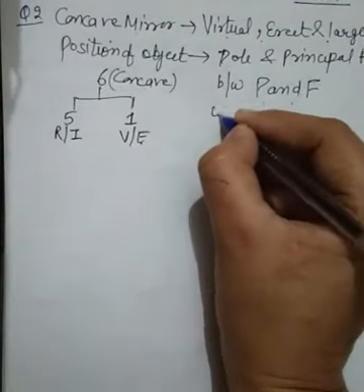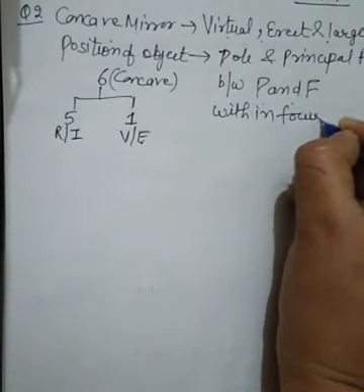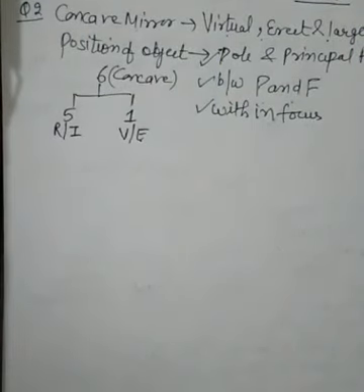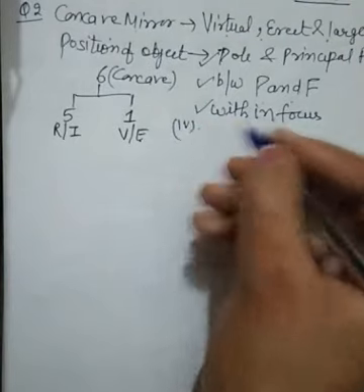Some also write it as within focus. Out of these 3 you can write in any way, but we have been provided with options. So option number 4, that is between pole and principal focus, is the correct one. Okay, so option number 4 is correct.